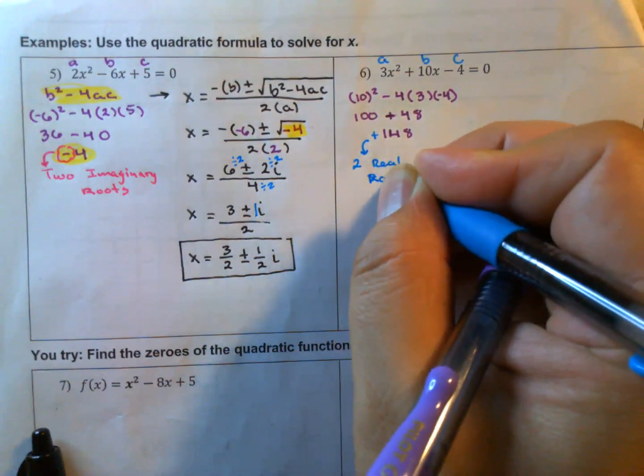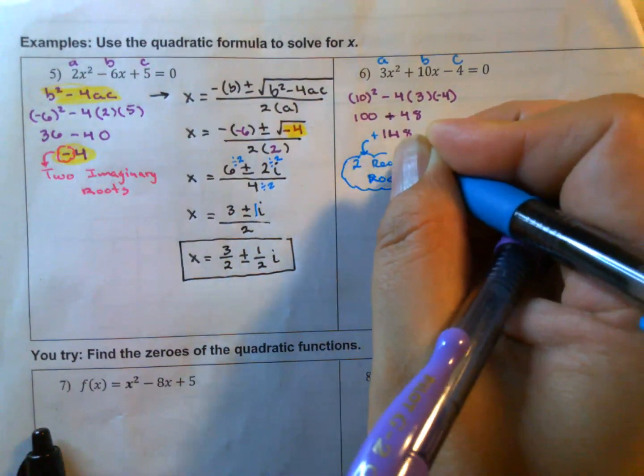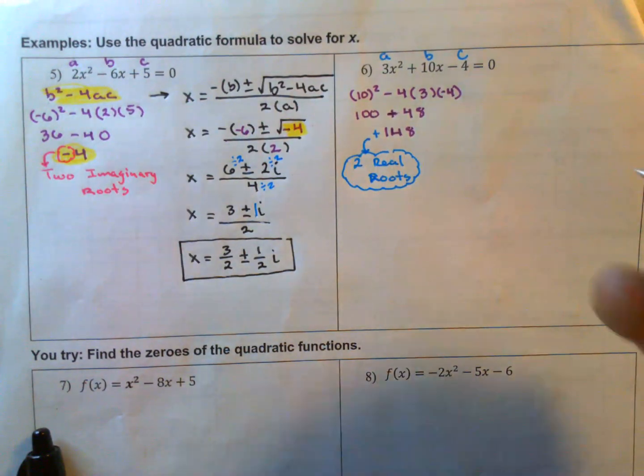Two x-intercepts that are real for us here. Remember, that's what a root is. It's an x-intercept. It's a solution. It's a zero. We have two real zero values that are going to come out.